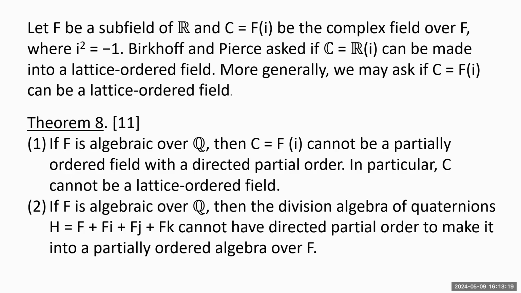So by using Theorem 6 again, if F is algebraic over Q, then C, the complex field over F, cannot be a partial order field with a directed partial order. So in particular, C cannot be a partial order field because a partial order field is directed. Now this result also generalizes to the division algebra of quaternions. So if F is algebraic, then the quaternions over F cannot have a directed partial order to make it into a partial order algebra over F.